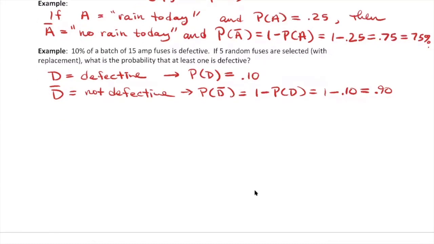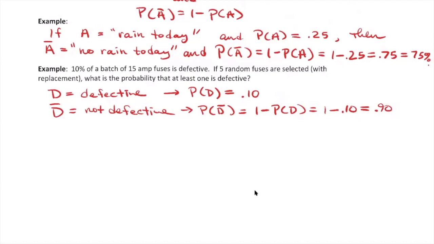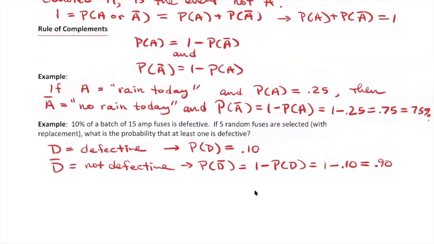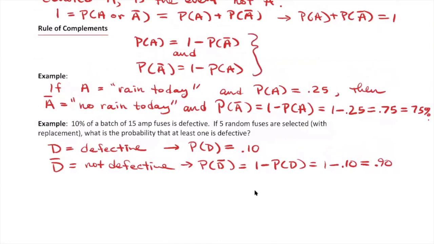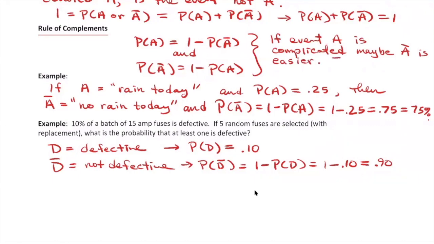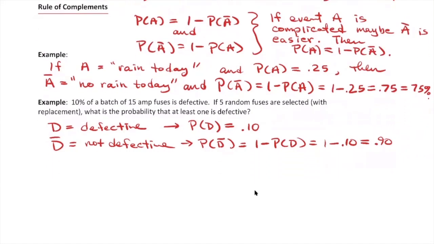Okay, now that's not the question though. The question is, what's the probability that at least one is defective? I want to go ahead and make a note up above here for the rule of complements. If event A is complicated, maybe a complement is easier. Then the probability of A is 1 minus the probability of A complement. Now that would be an advantage if a complement is an easy event.